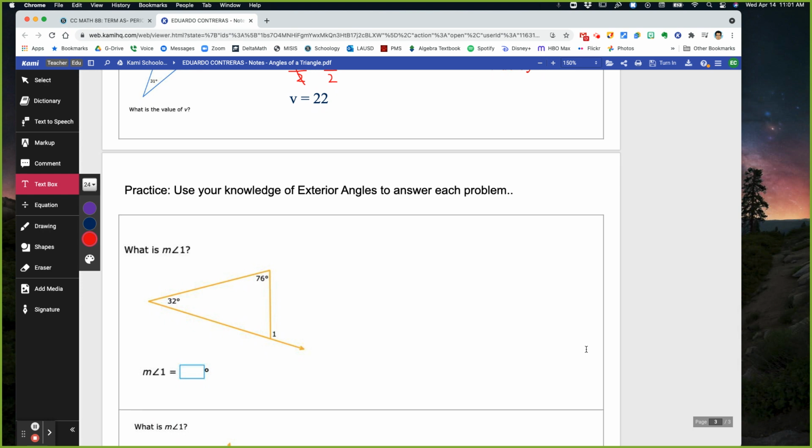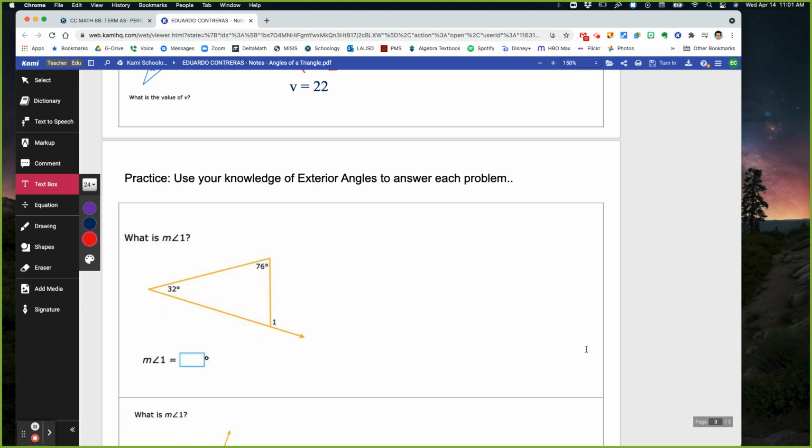So use your knowledge of exterior angles to answer each problem. It says, what is the measurement of angle 1? What is the measurement of angle 1? Angle 1, if you notice, is an exterior angle. Okay, it's an outside angle. And now, so how do I find that outside angle?